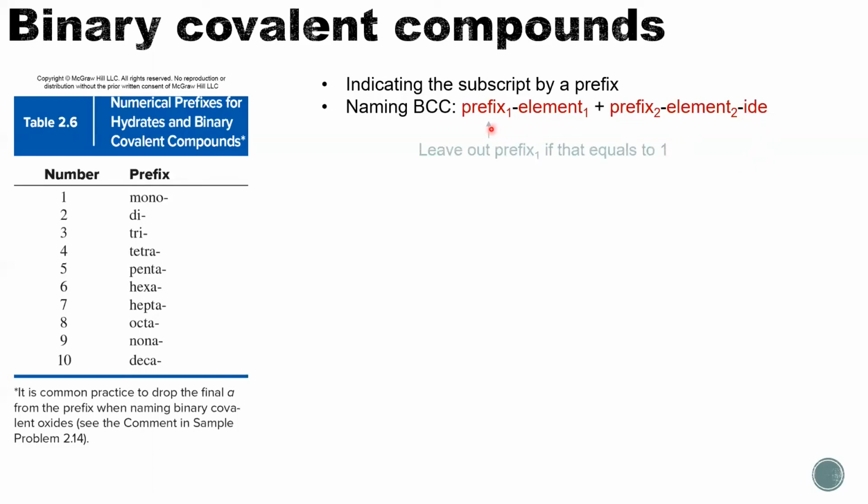If the first prefix is 1, then we can leave it out. The prefixes can be found in Table 2.6. The numbers 1, 2, 3, 4 to 10 and the corresponding prefixes can be found here. Let's take a look at a question. What is the name of SO3?